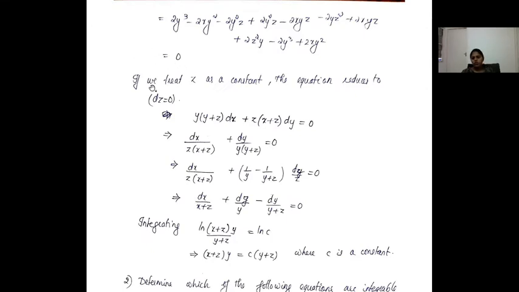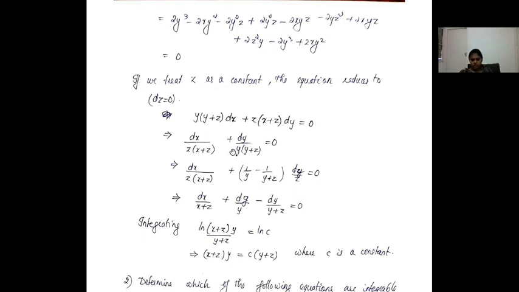Now for solving the equation, we will take z to be a constant. Now when z is a constant, dz becomes equal to 0. So when dz is 0, the first two terms only will remain. So y into (y plus z) dx plus z into (x plus z) dy is equal to 0. So this can be rewritten as dx by z into (x plus z) plus dy by y into (y plus z) equal to 0.